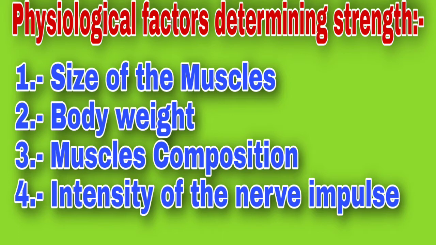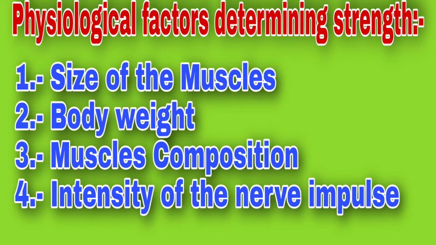Now let's know about the second factor, which is body weight. It is also a fact that persons who are heavier are generally stronger than individuals who are lighter. There is a positive relation between body weight and strength among international weightlifters. The heavier weightlifters can lift heavier weight, so body weight also determines the strength of an individual. So this is all about body weight. Now let's know about muscle composition. Now let's know what it is.